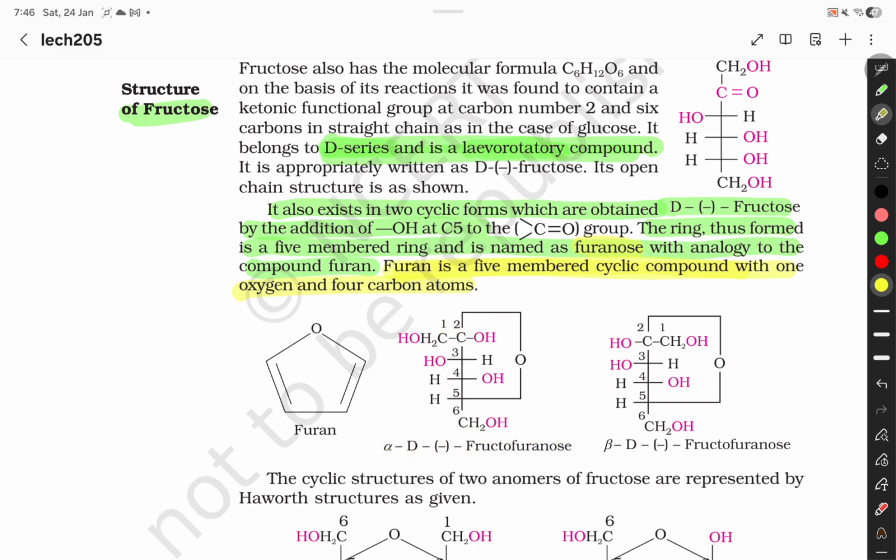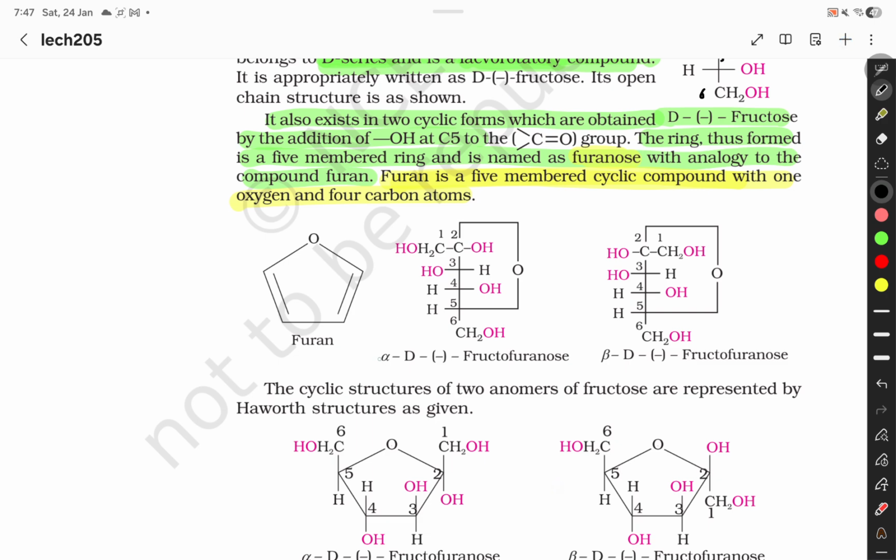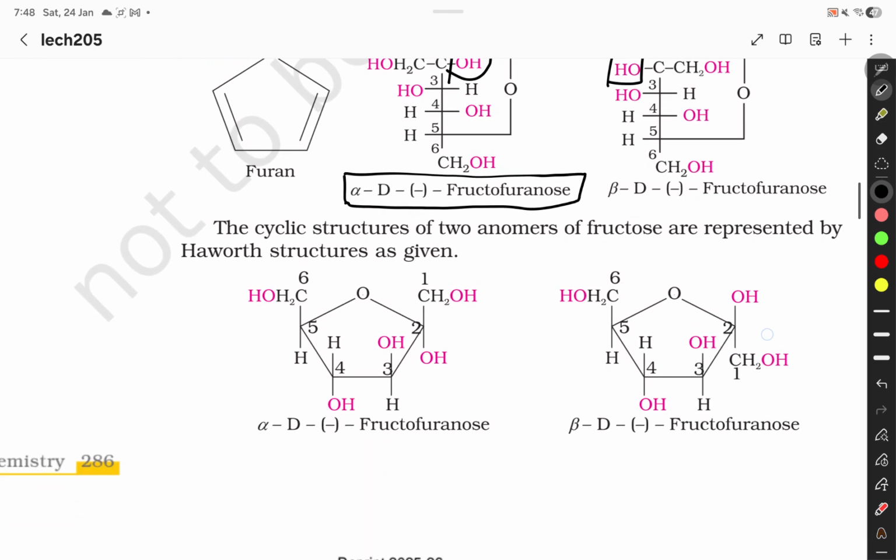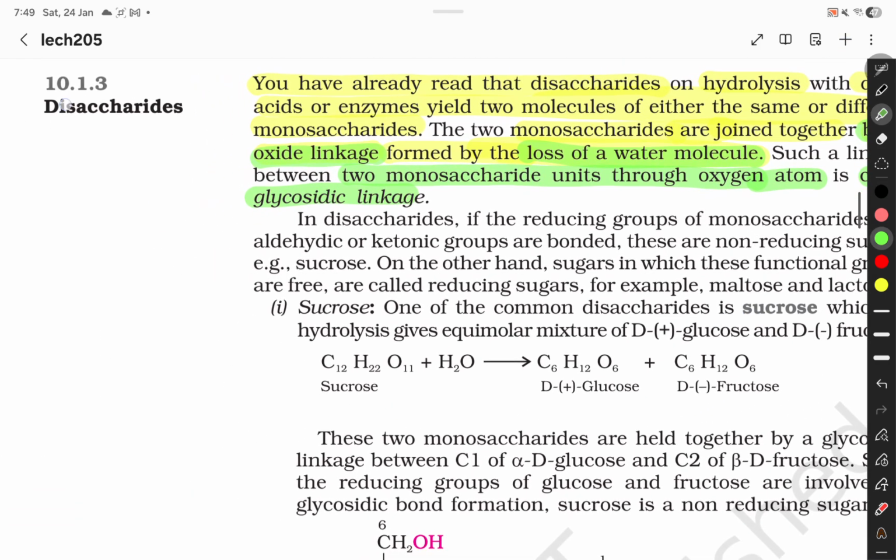So we have to remember alpha and beta structures of furanose. We had learned that alpha is when OH is on the right side, so the same thing will follow here. OH is on the right side for alpha and beta OH is on the left side. That's all.